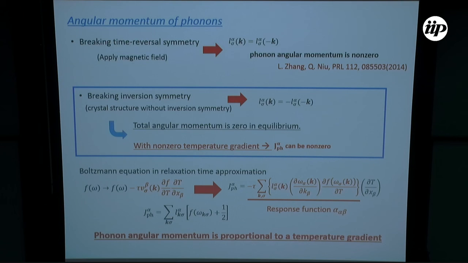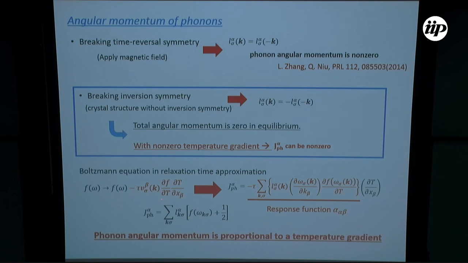And the next question is, if we break the inversion symmetry, then L is an odd function. So if we multiply this by the Bose distribution function and sum over all the modes, then the total angular momentum is zero. But if we are off equilibrium by adding some heat current, then it will induce some imbalance between the modes. So the total angular momentum should be non-zero.